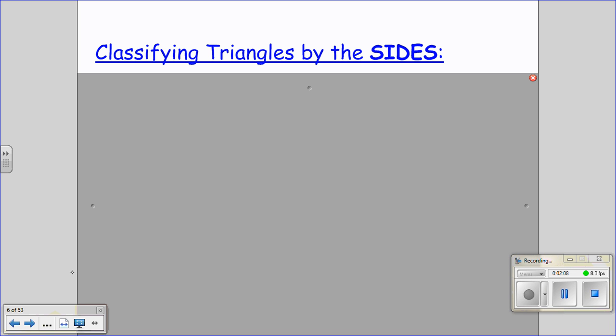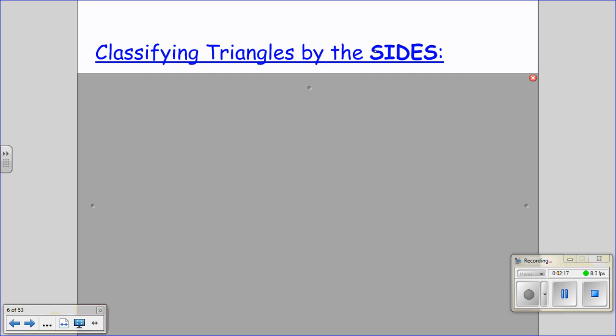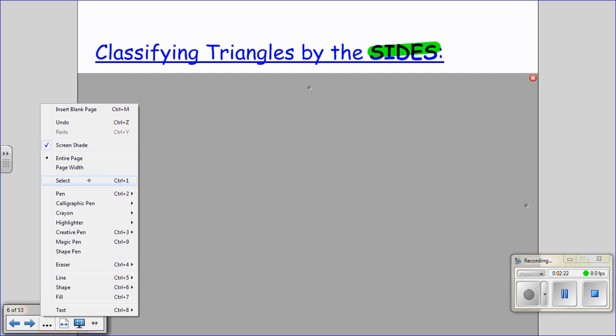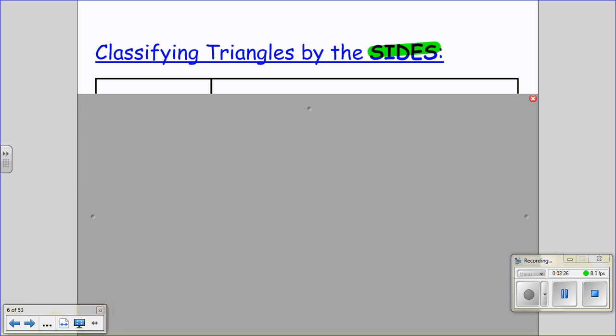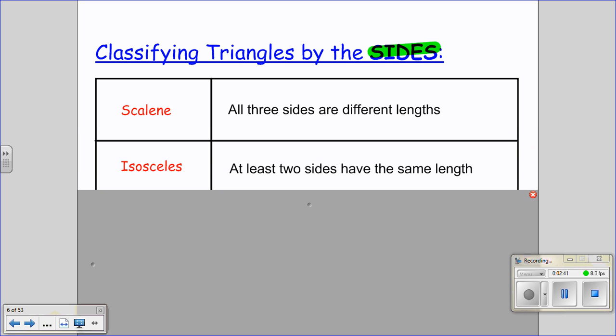Next, we're going to classify the triangles based on their sides and the side measures. There are 3 possible ways to classify the triangles based on their sides. Again, you should be familiar with these terms as well. The first is scalene. A scalene triangle is a triangle where all 3 sides have different lengths or measures. An isosceles triangle is a triangle where at least 2 sides have the same length. So since it says at least 2 sides, that means it could be 2 or more.